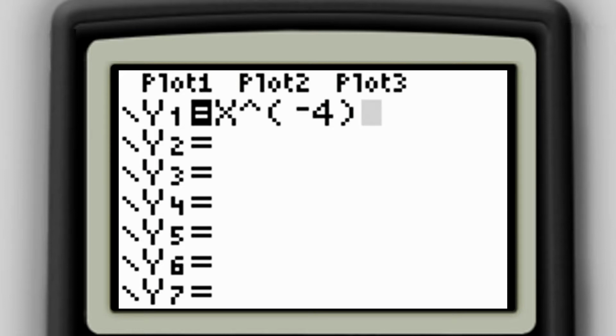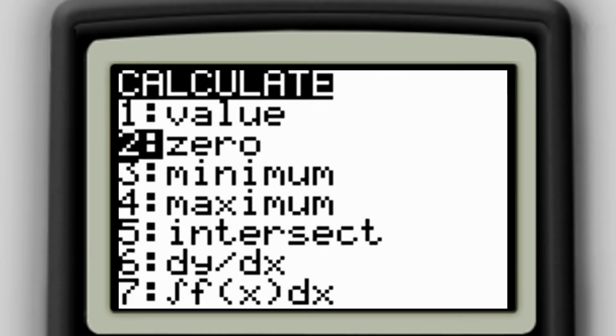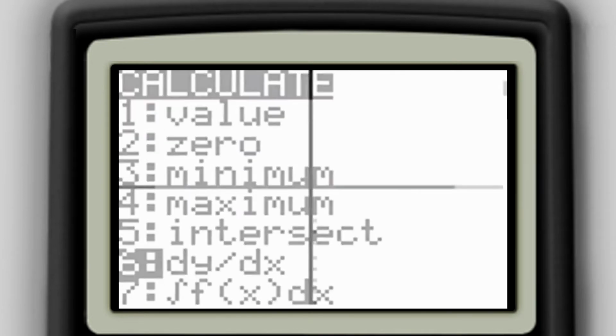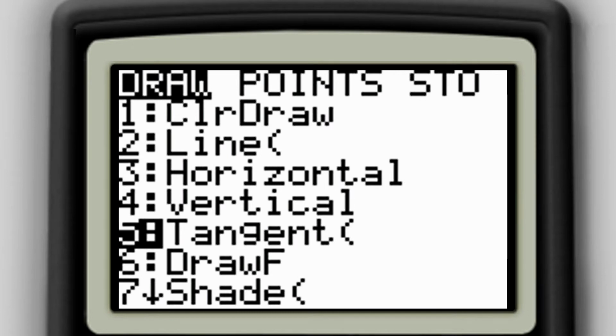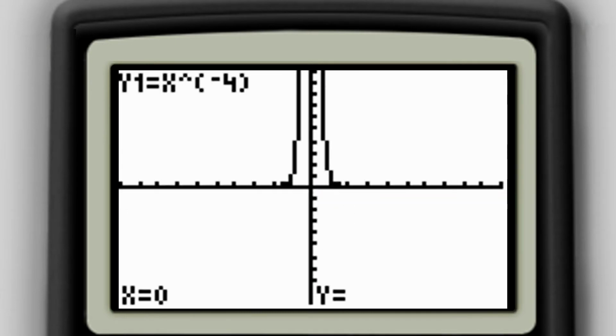Next, we're going to calculate the derivative. The utility will give us a graph of the function, and now we have to enter exactly where we want to find that derivative. And in this case, we want to find the tangent line when x is 0.5, or 1/2. And it calculates the result for me.